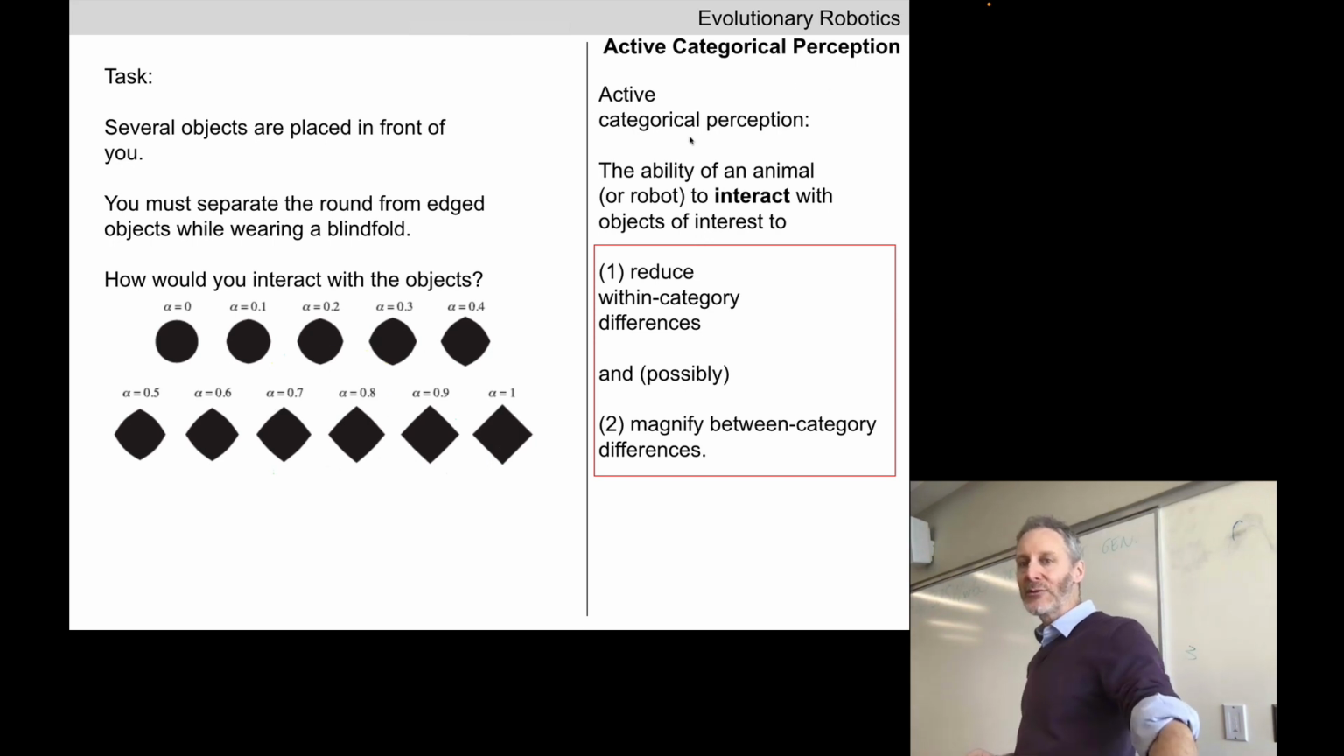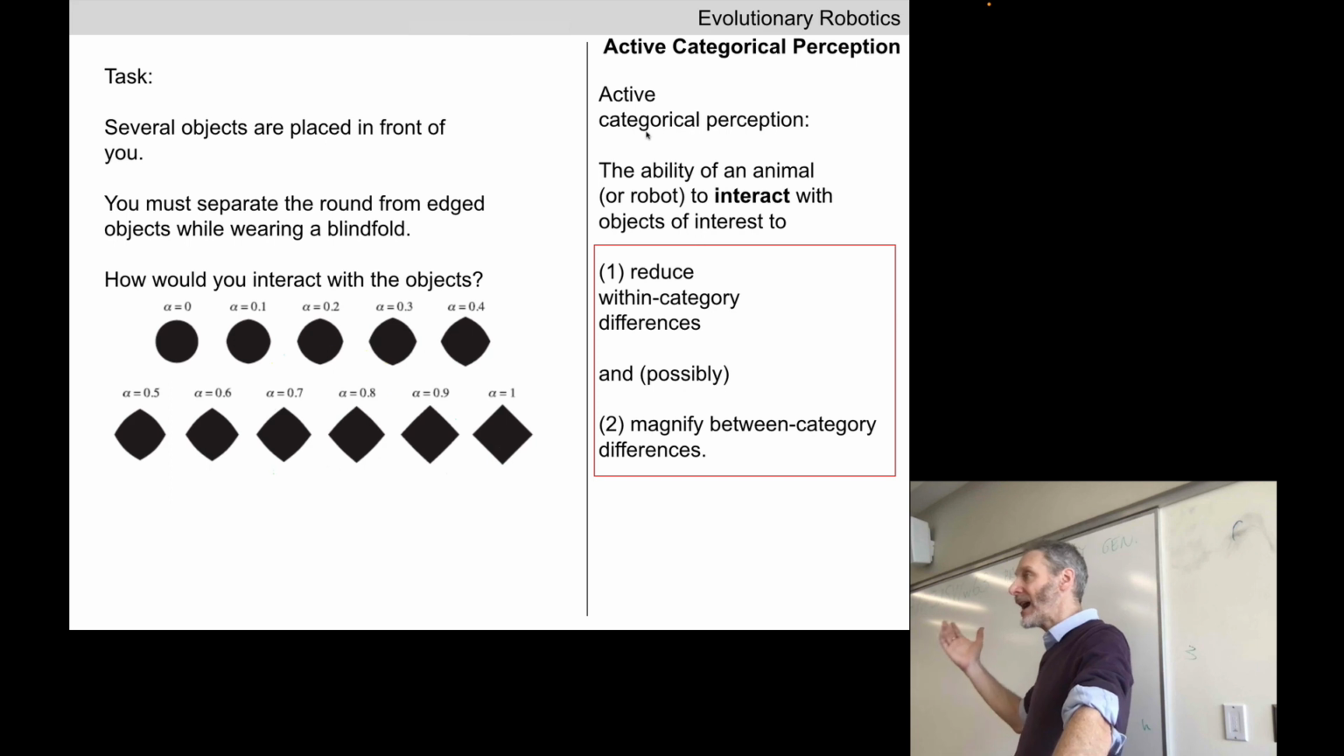What is active categorical perception? Well, let's tackle each of these terms in turn. Categorical categorization. This is something that obviously is an important part of intelligence. We need to be able to categorize or differentiate between friend and foe, danger, opportunity, you name it, right? How do we actually categorize? This remains an open question.